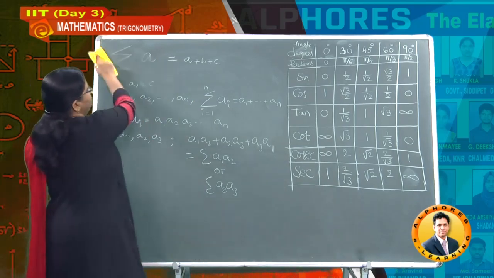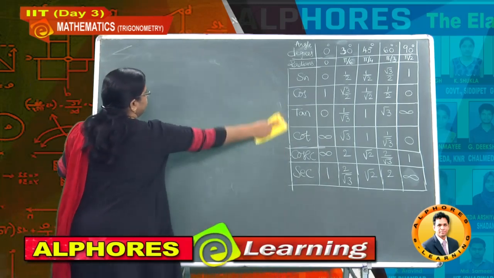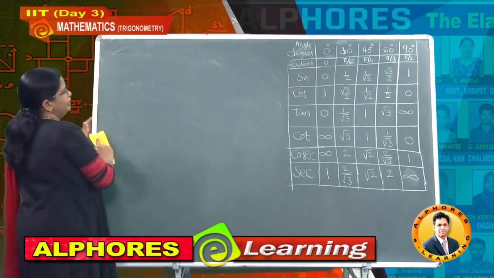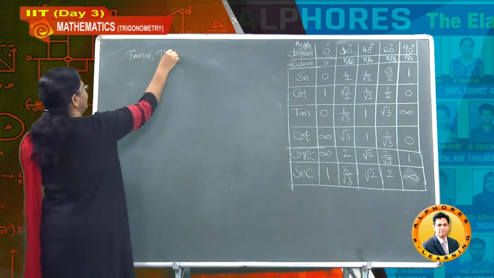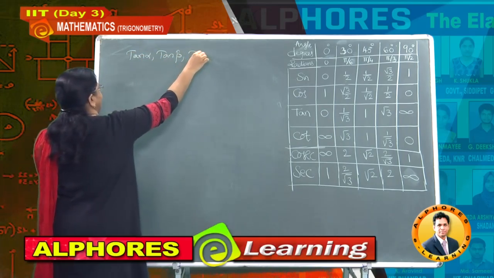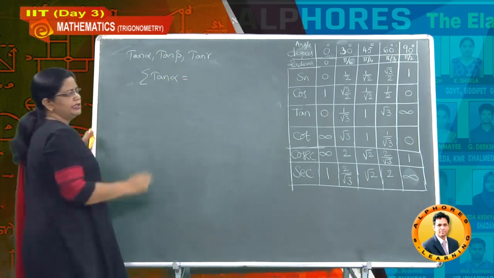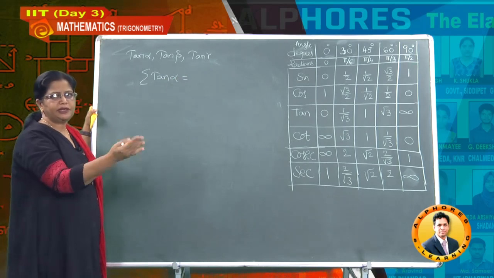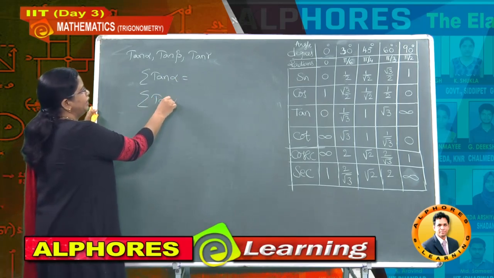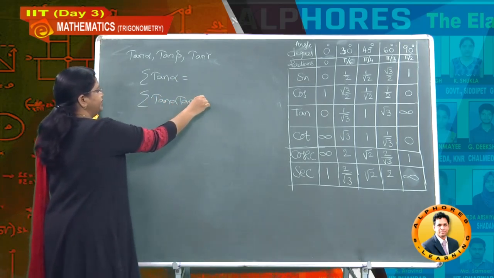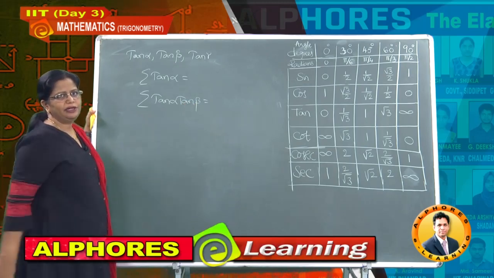Not only for these numbers, you can use it even for trigonometric functions also. How can you use it for trigonometric functions? Suppose tan alpha, tan beta, tan gamma, three functions are given. Then sigma tan alpha, what is the meaning here? It's nothing but tan alpha plus tan beta plus tan gamma. And if I write sigma tan alpha tan beta, what is the meaning of this one? Tan alpha tan beta plus tan beta tan gamma plus tan gamma tan alpha.